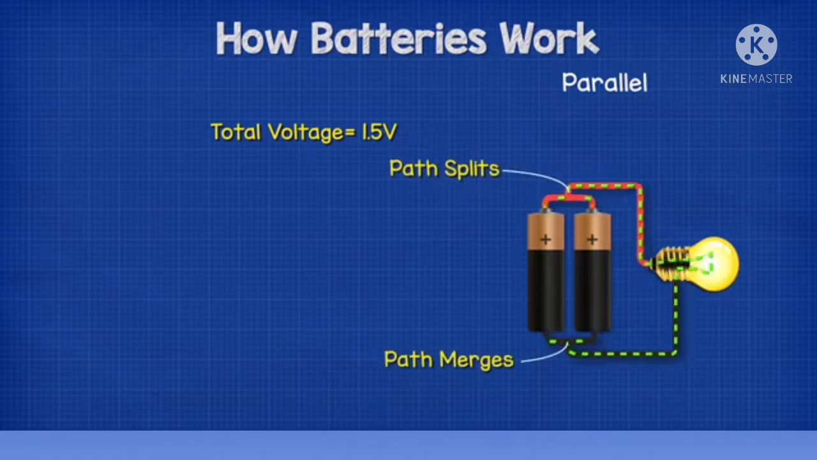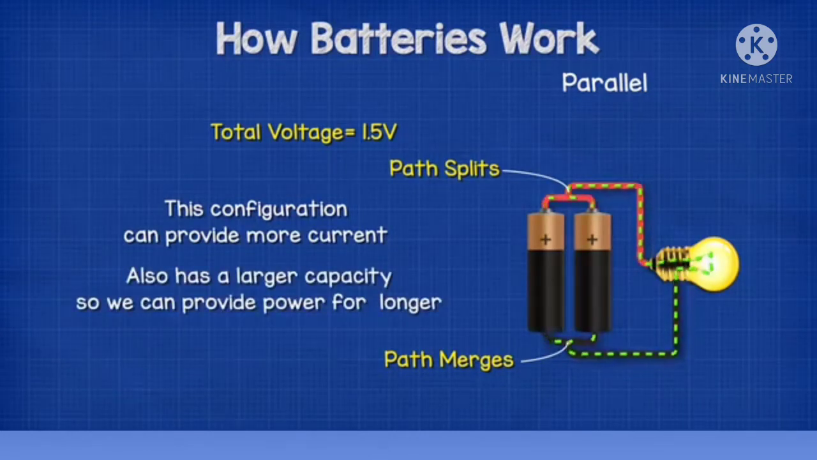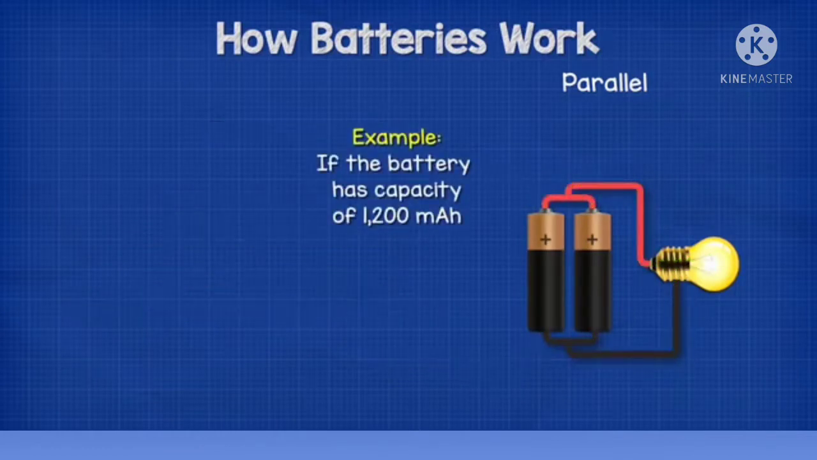Next is parallel. A parallel circuit is one where all components are connected between the same set of electrically common points. That is the parallel connection. This configuration provides current. Is it clear? I hope all of you understood this topic.